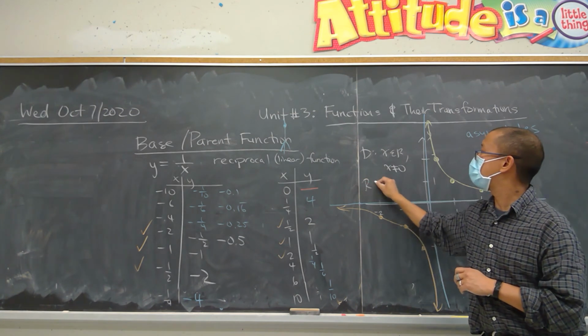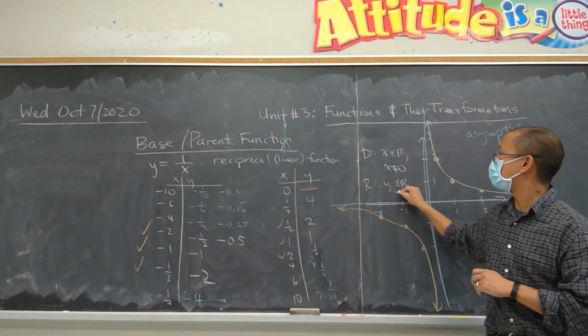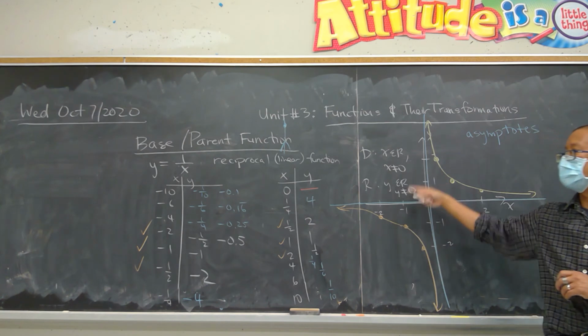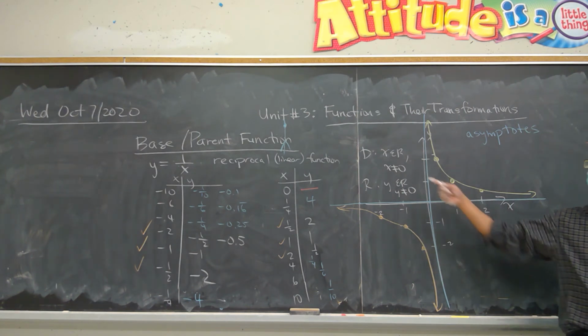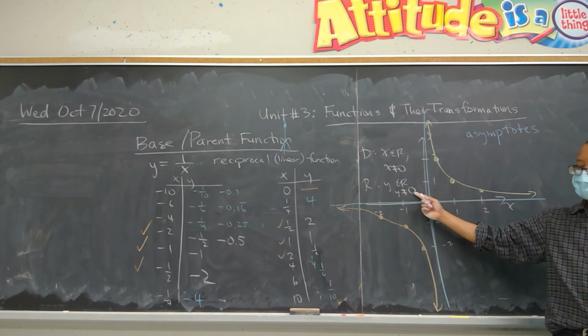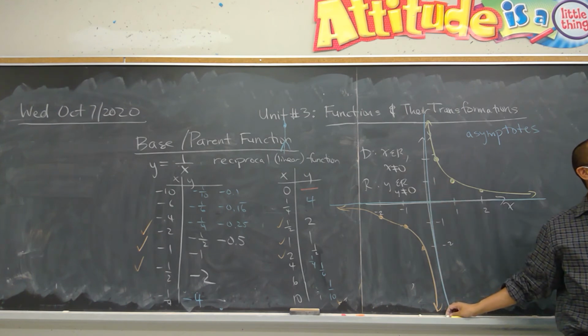And the range, y belongs to real numbers, except y can't equal 0. And notice what this is. x cannot equal 0, y cannot equal 0. It's the restrictions for this. But does anyone see anything interesting about 0 and 0, and the blue line? No pressure.